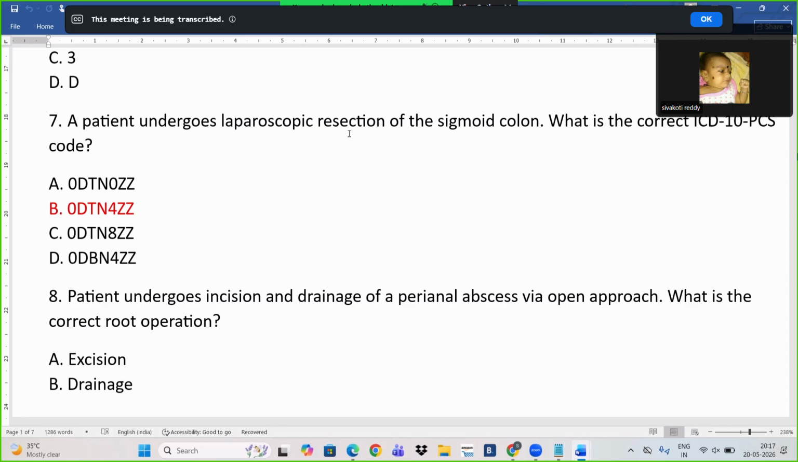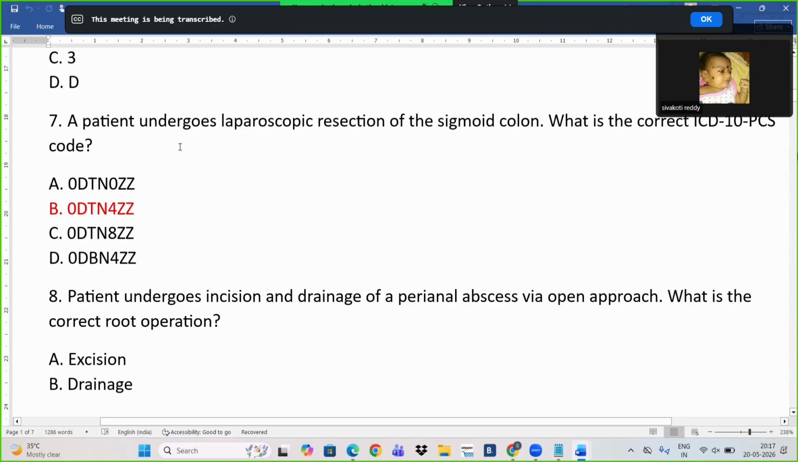We need to be aware of the approach values, guys. External X, open 0, percutaneous 3, percutaneous endoscopic 4, via natural or artificial opening 7, via natural or artificial opening endoscopic 8, via natural or artificial opening with percutaneous endoscopic assistance F. These values you definitely need to remember. It is helpful.